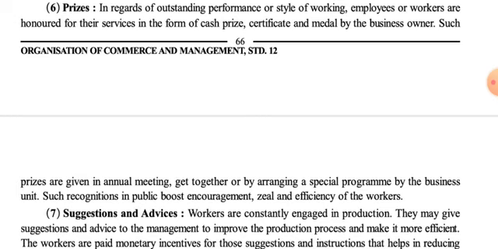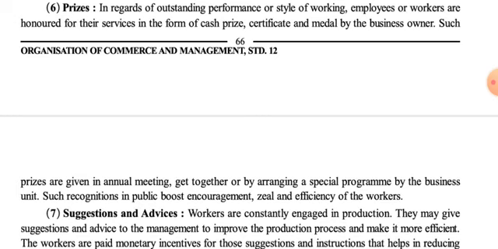So employees or workers are honored for their services in the form of prizes. These are given as a cash prize, sometimes 10,000, 25,000, 1 lakh rupees, 3 lakh rupees, or 5 lakh rupees, by the business owner. Certificates, such as a certificate of participation or a certificate of achievement, and gold, silver, or bronze medals will also be given by the business owner.